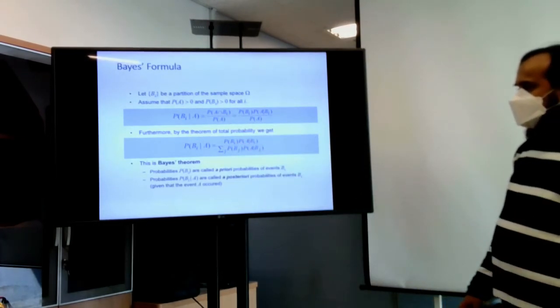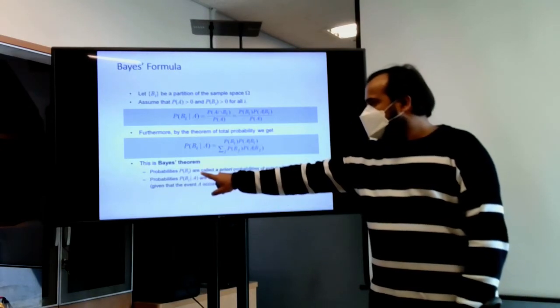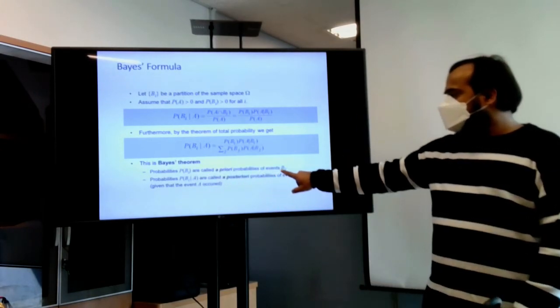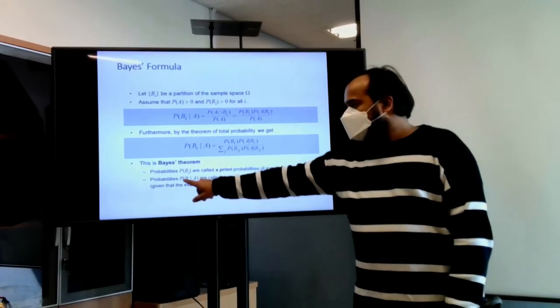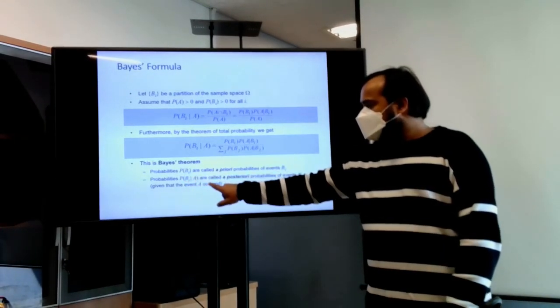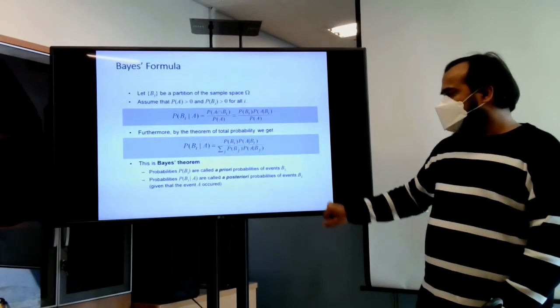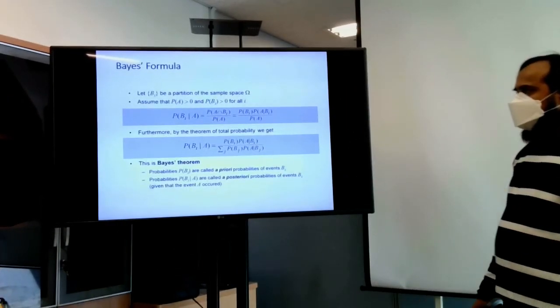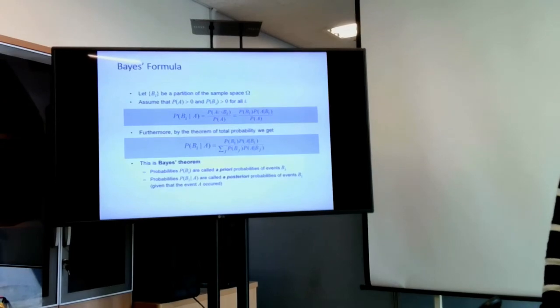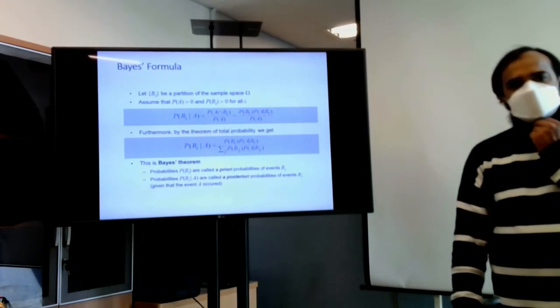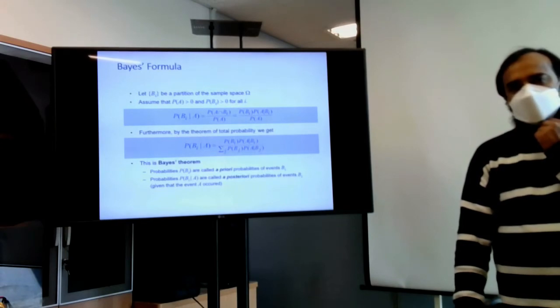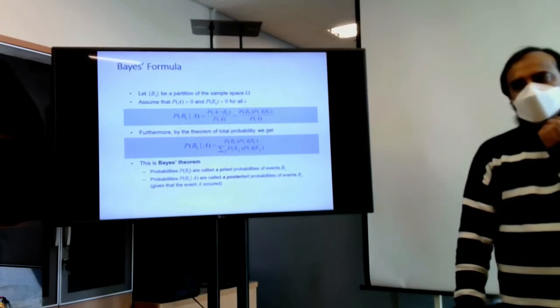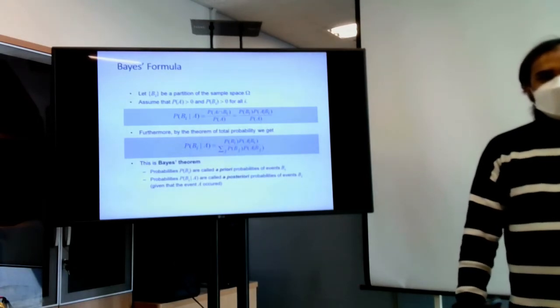So the probabilities P of Bi are called the prior probabilities of the B events, and the probabilities of Bi conditioned on A are called the posterior probabilities of the event Bi, given that the event A occurred. Okay, so any question? Are you sure? Yeah.